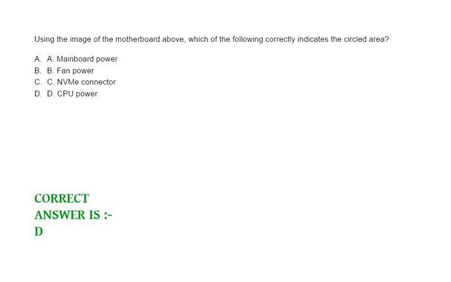Using the image of the motherboard above, which of the following correctly indicates the circled area? Option A, main board power. Option B, fan power. Option C, NVMe connector. Option D, CPU power. Correct answer is option D.